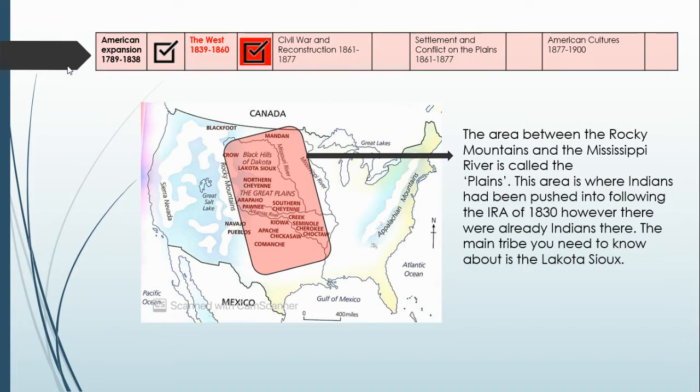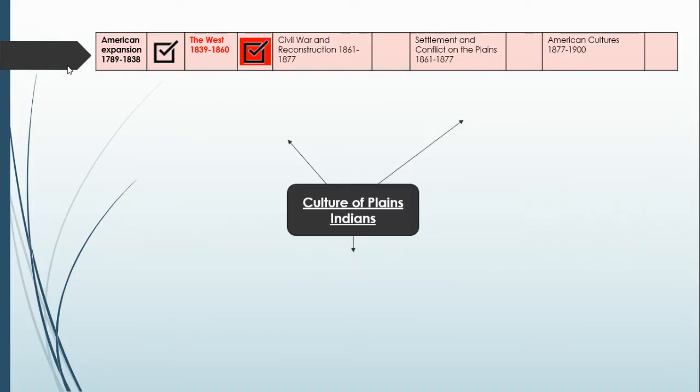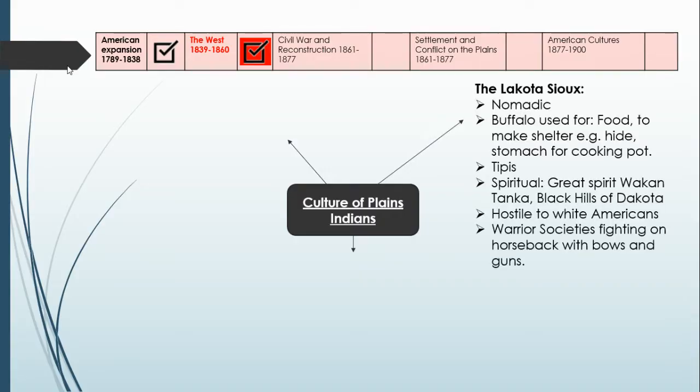The main tribe that you will need to know about is the Lakota Sioux. So we're going to have a look at three different plains tribes and some of the cultural similarities and differences between them. But the main tribe that you need to know about for the exam on the plains is the Lakota Sioux. So the culture of the Plains Indians then. First of all, the Lakota Sioux, who I've just spoken about.